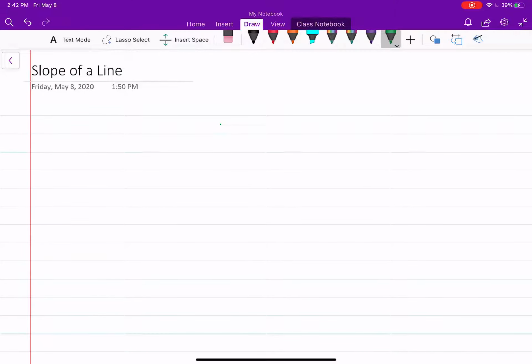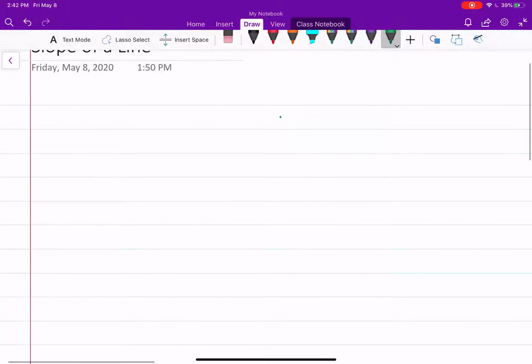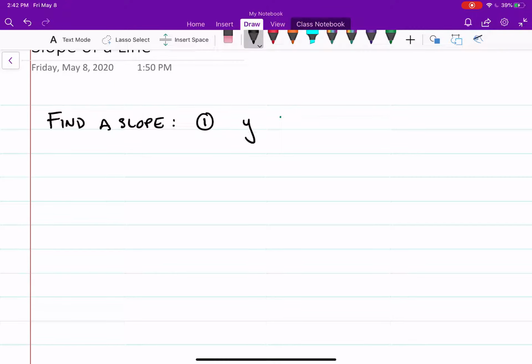All right, so today we're talking about slope of a line. There's several different ways that you can find the slope. One way we talked about is, if we can solve for y by itself, we can find the slope.